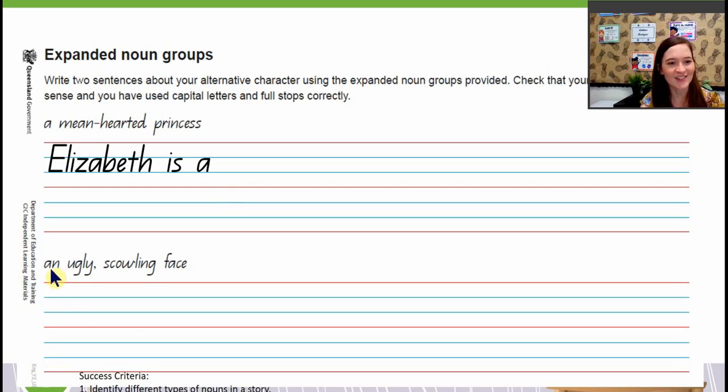The second sentence, you're going to need to put these words. An ugly, scowling face. Okay, so who has the ugly, scowling face? Princess Elizabeth. So you might want to start your sentence off with an easier option. Just go with Elizabeth has an ugly, scowling face. When did she scowl? At what point in the story? After the dragon has burnt all of her things. She looks pretty angry, because you'd be angry if someone burnt your castle down. Okay, so you need to pop that into a sentence. Up to you how you do it. I will be very proud of you no matter how you do it. Okay?